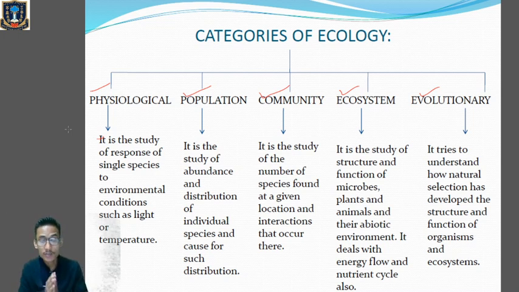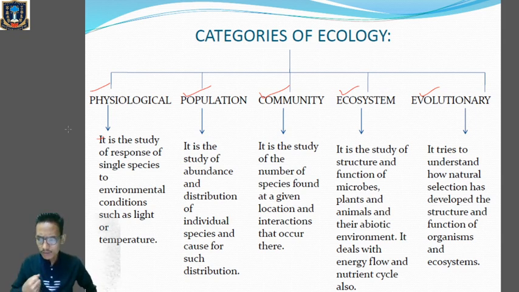Listen very carefully. It is the response of a single species to the environmental conditions, how the species are responding to the environmental conditions. All right, and what are those conditions? It may be light, okay, it may be temperature, or it may be any other factor, even any other environmental factor like water also, it can be one of the factors. So physiological ecology deals with the study of response of a single species. That means it deals with the response of a species to environmental conditions.